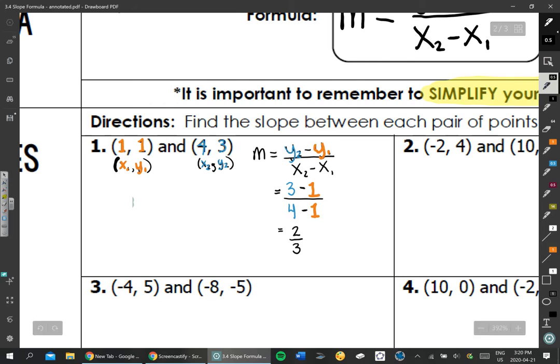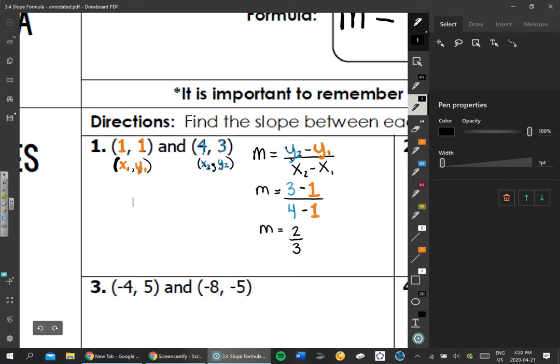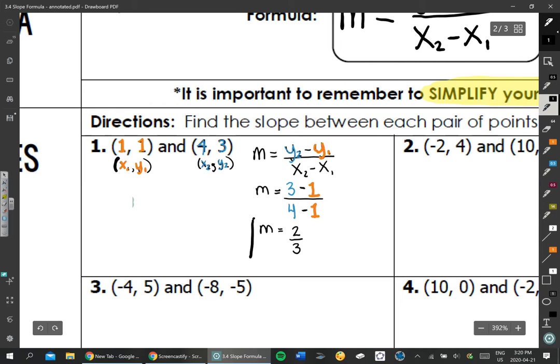Can I reduce that fraction? No, I cannot. I cannot reduce that. So I'm going to put a nice square around it to show that that is my final answer. So this means when we create a line that joins point 1 and point 2, the slope of that line is equal to 2 over 3.